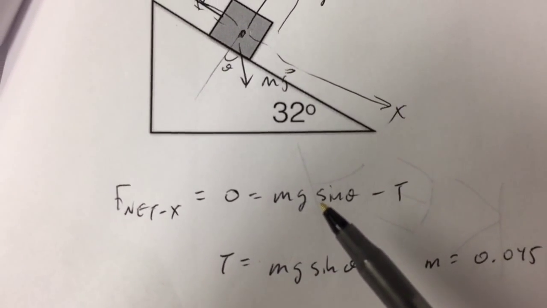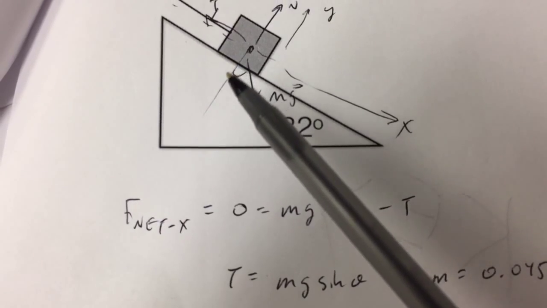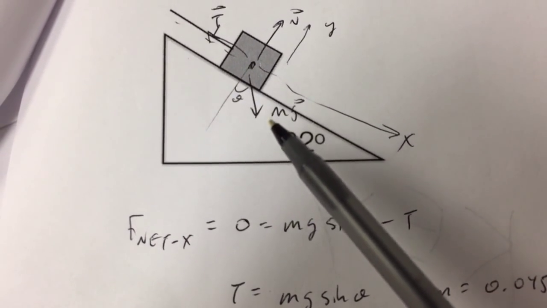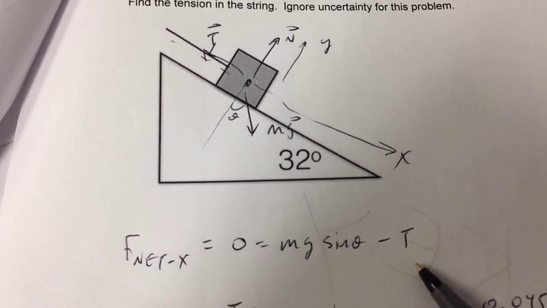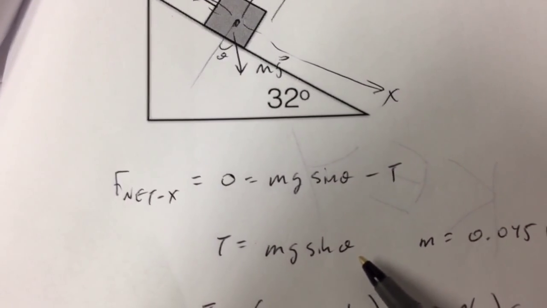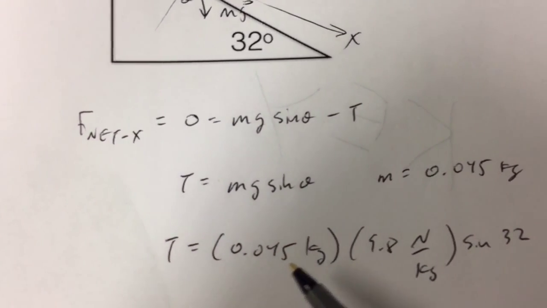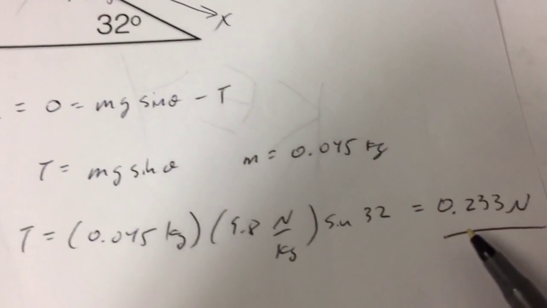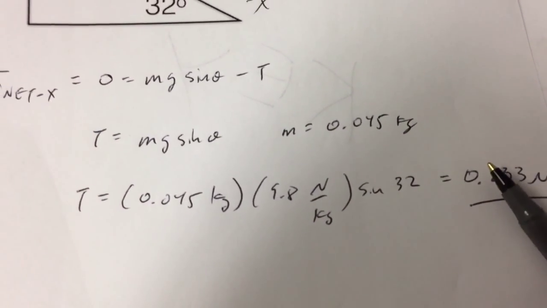So I have 0 equals mg sine theta, which is the x component of that force, minus the tension. So the tension is just going to be mg sine theta. There's m, there's sine theta, that's the tension. That's it.